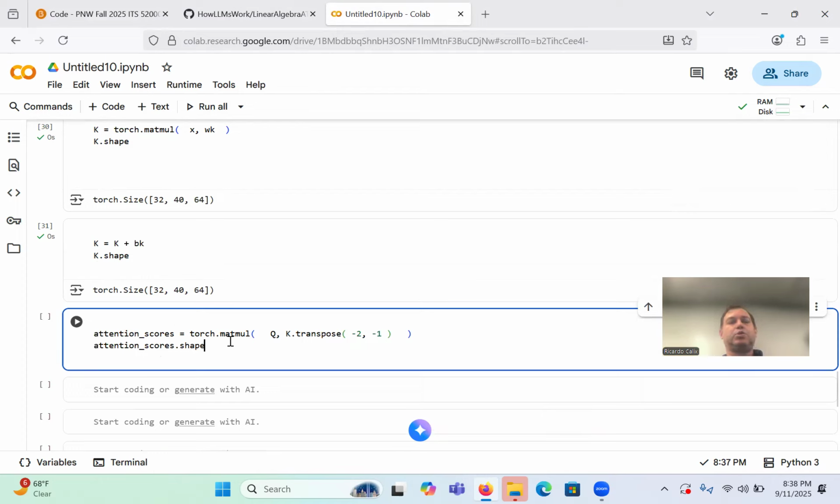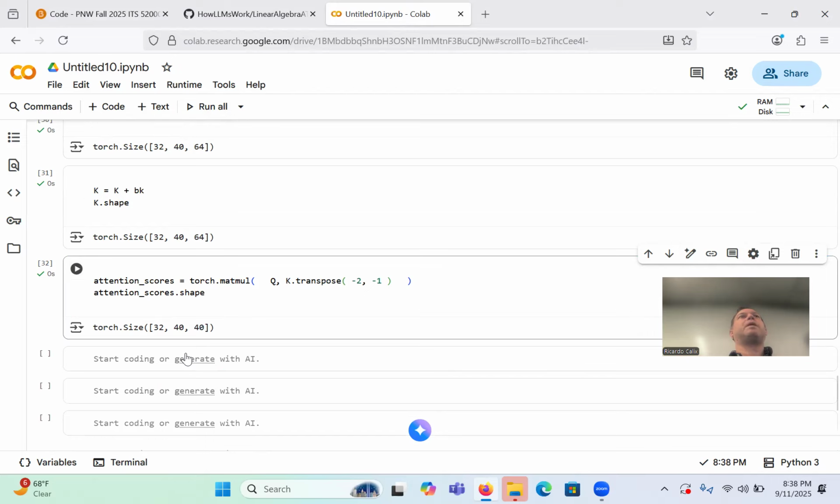So notice torch matmul of Q and K. This transpose is just to make sure things align correctly. I think we did an example of that the first week with tensor operations. I just made the thing like that, right? So that's what a transpose is. But Q comma K and boom, 40 by 40.